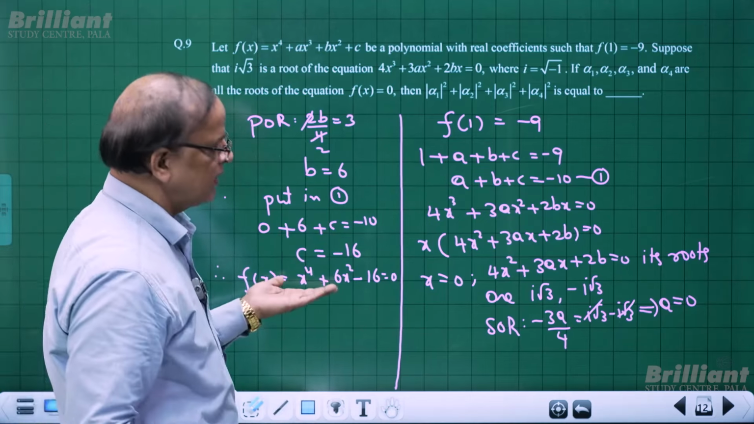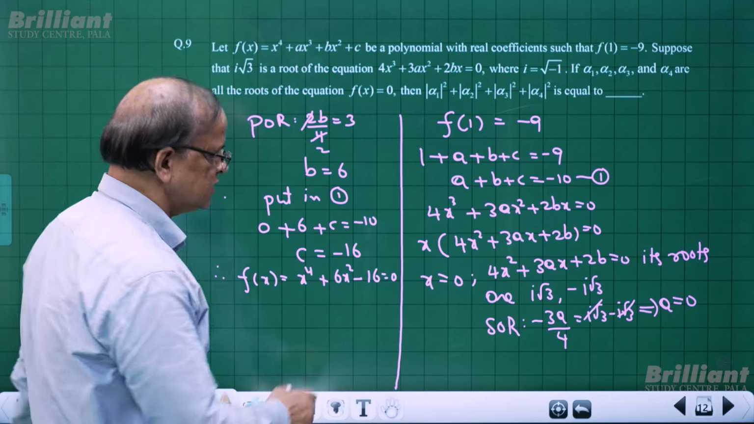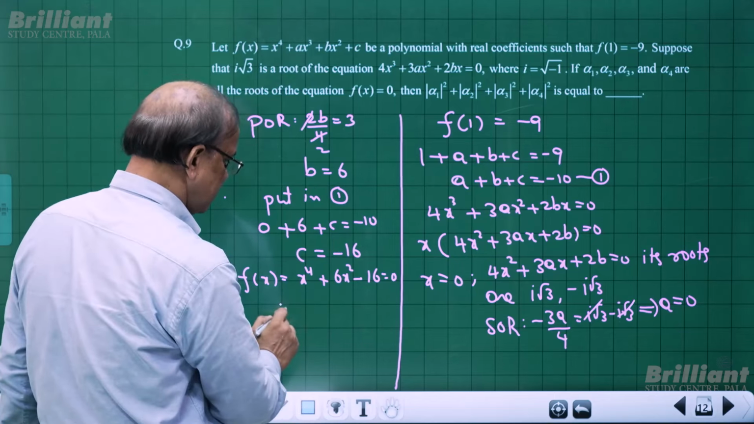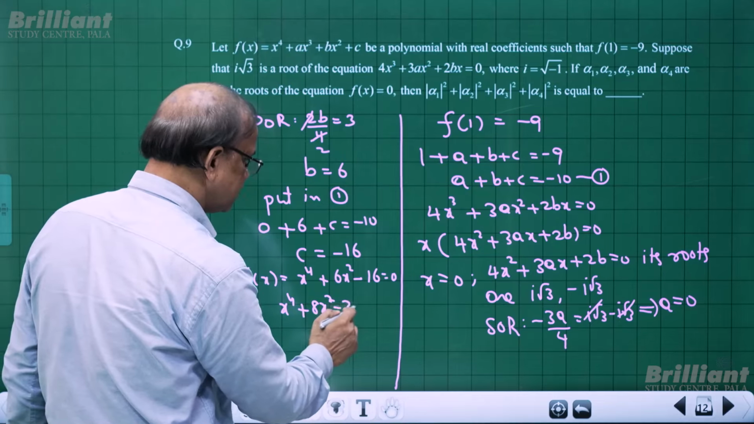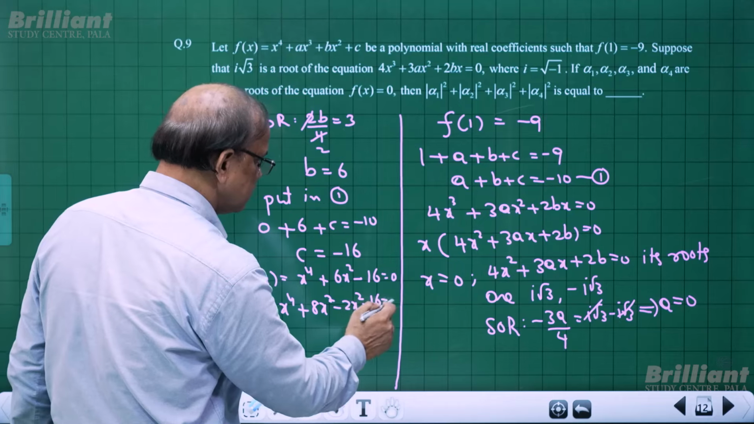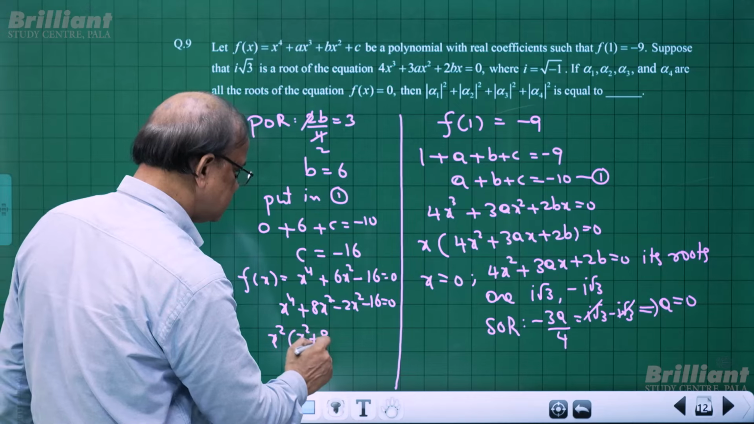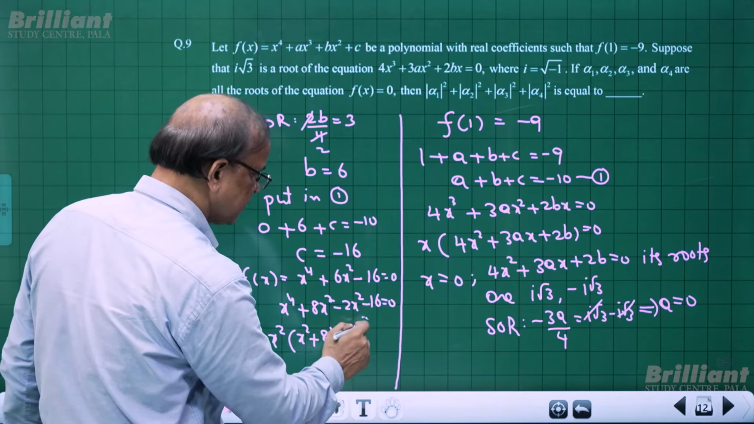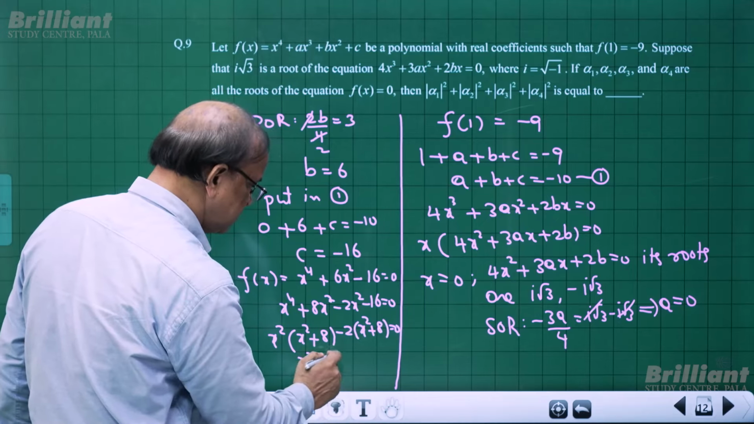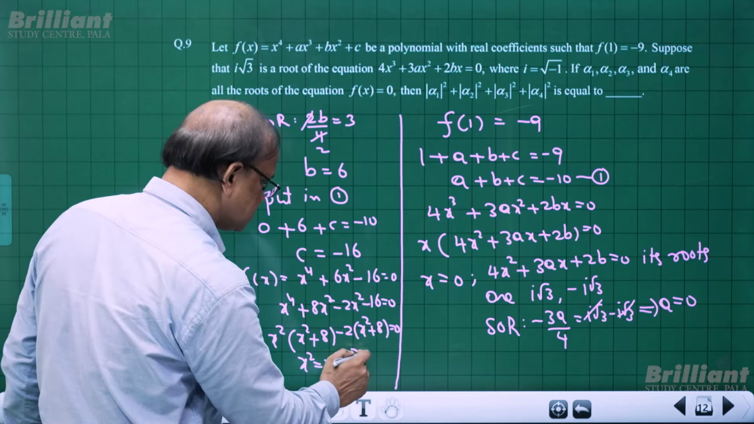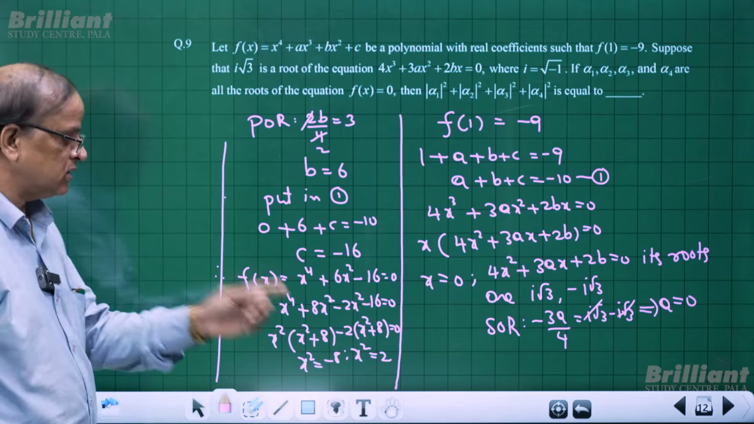So, it is a biquadratic with no cubic term, and we can find the roots easily, with 16 factors. So, x power 4 plus 8x square minus 2x square minus 16 equals 0. So, x square is common: (x square plus 8) minus 2 into (x square plus 8) equals 0. So, x square is minus 8 and x square is 2. Therefore, we will get x is plus or minus i root 2.